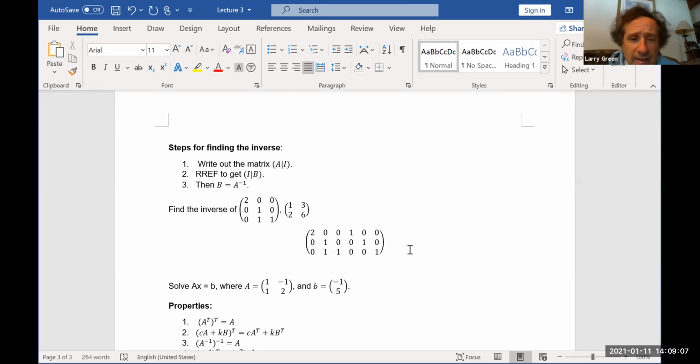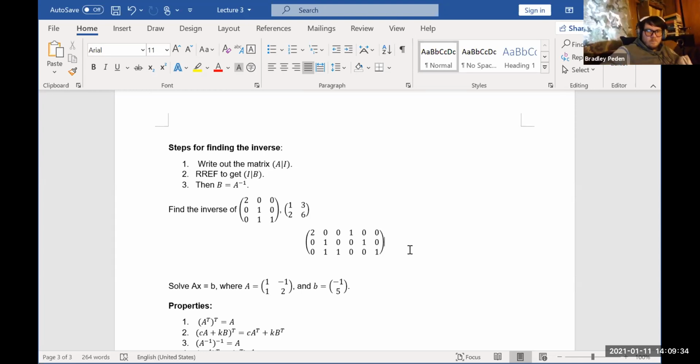Okay, what do we do next? Put the identity next to the matrix. I made a new matrix where the left-hand side is the original and the right-hand side is the identity. So that's what I've done. All right, what's step 2? RREF it.